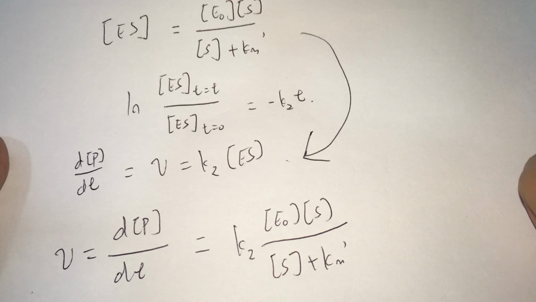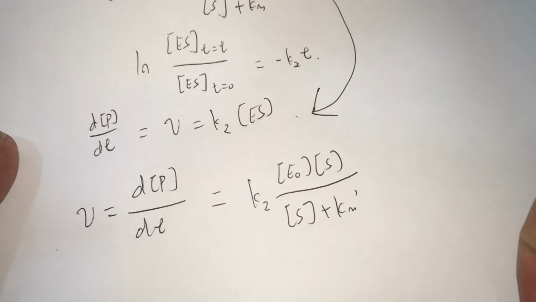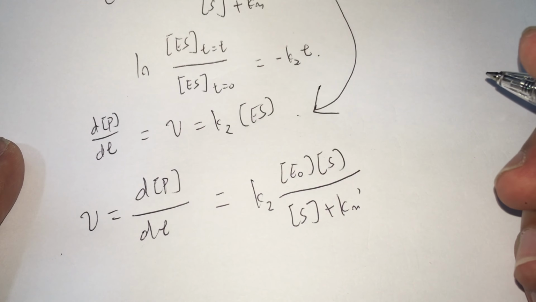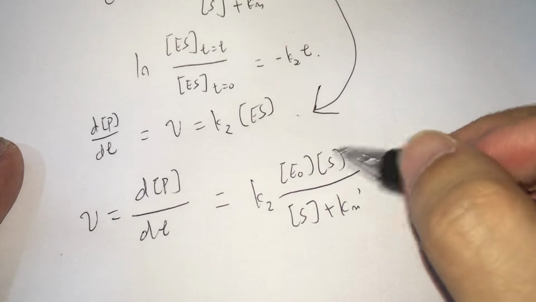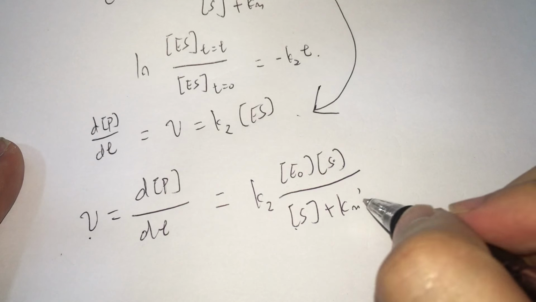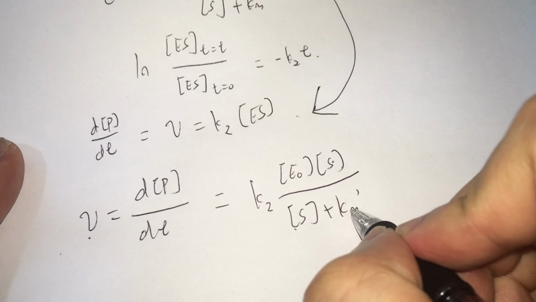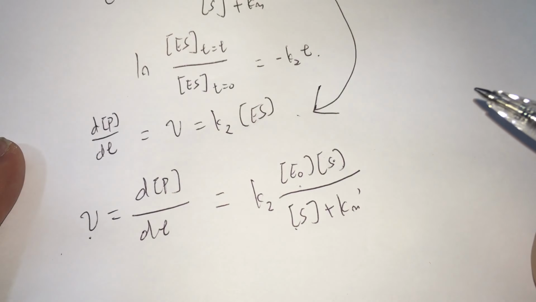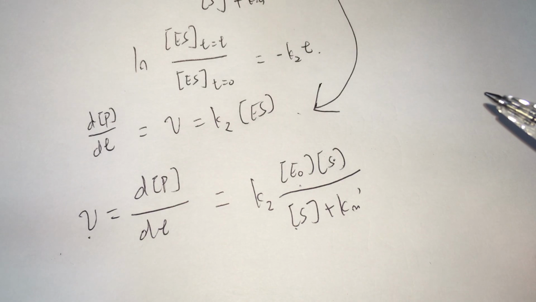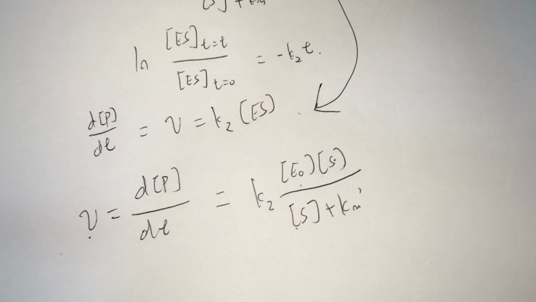Okay, so what do we do next? So yeah, we can see that this V is dependent on the substrate S. And of course this Km, which in our case is dependent on the equilibrium constant. Of course the initial concentration of enzymes. That kind of makes a lot of sense.